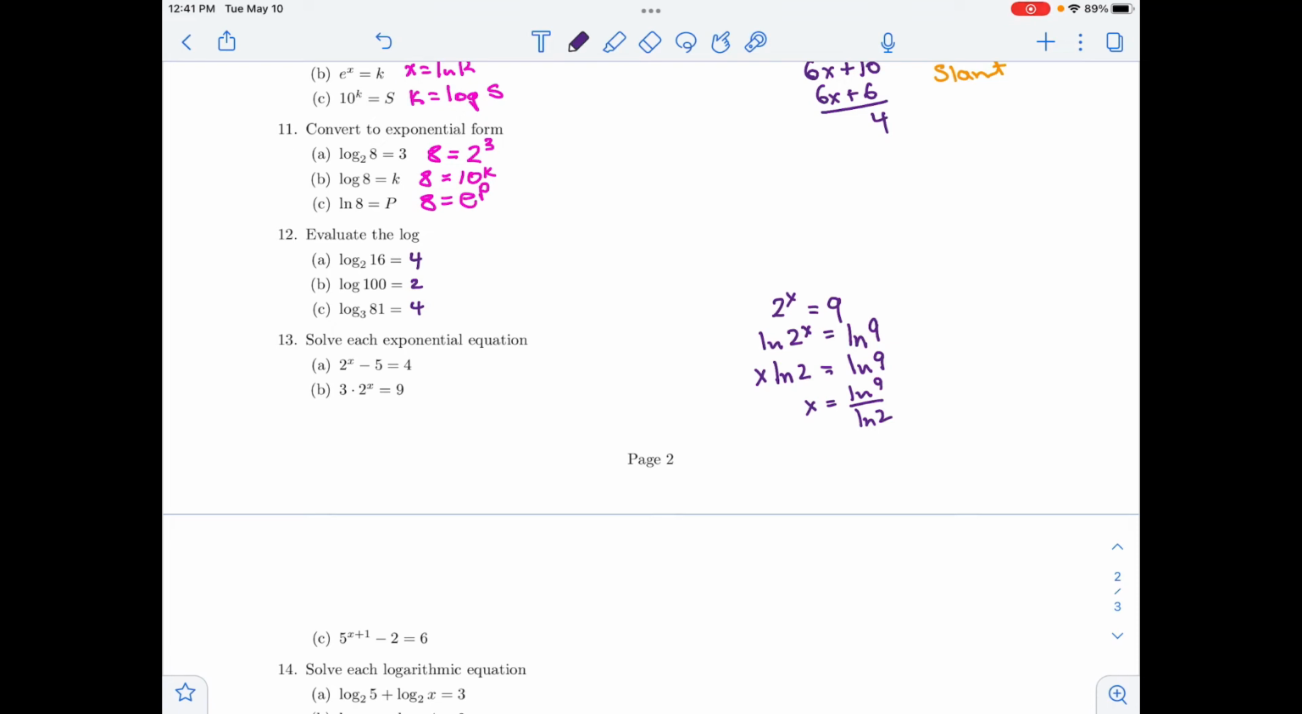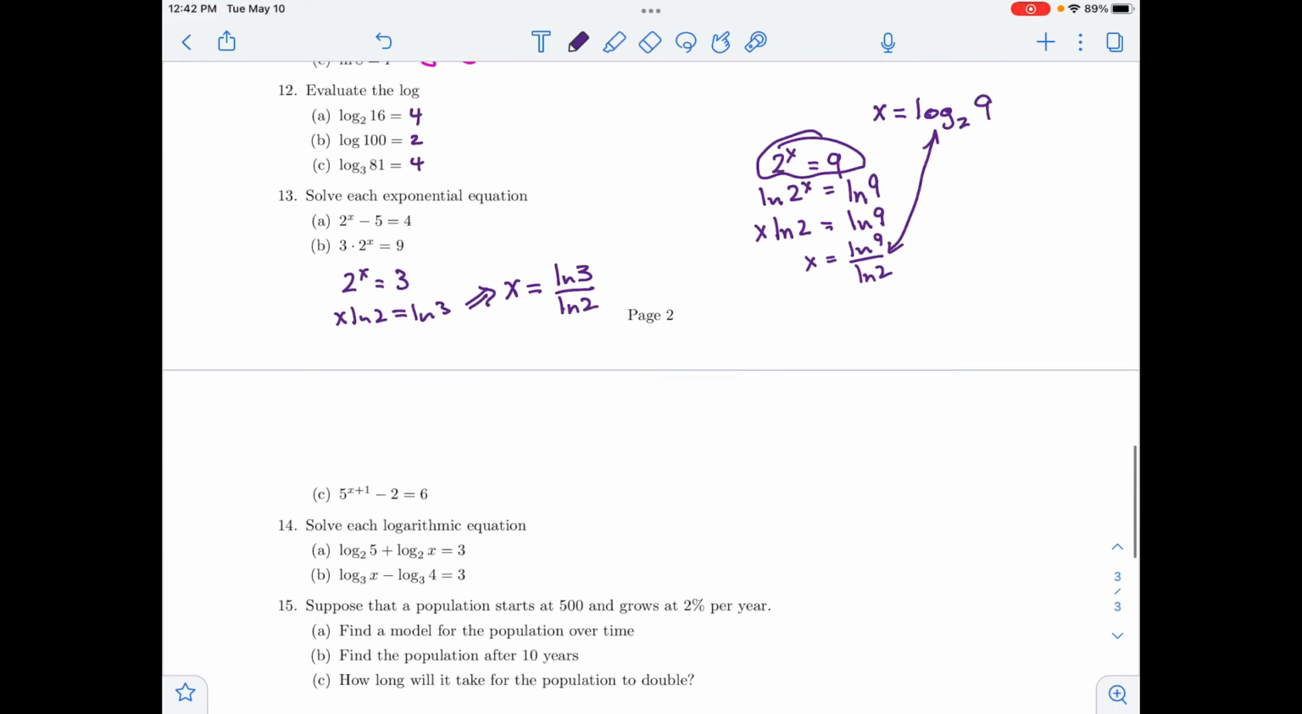Now you could, from this point right here, apply log base 2 to both sides. And, you know, you can use your change of base formula to see that these are the same. Over here, you isolate, log, and solve. Yeah, like that.